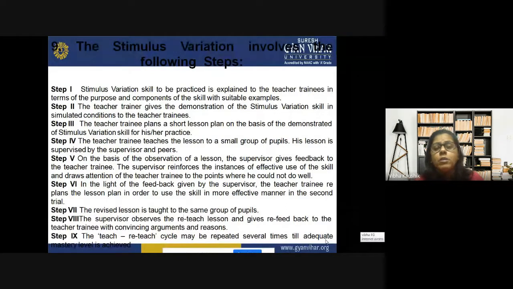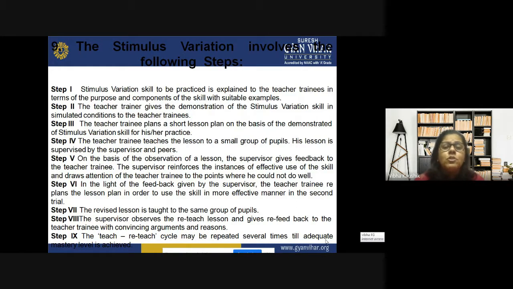Means we have to train the teachers who are taking the training for becoming a teacher in terms of purpose, what is the purpose of stimulus variation, and components, what are the different components that are involved in the stimulus variation skills, with suitable examples. Step second: the teacher trainer gives the demonstration of the stimulus variation skill in simulated conditions of the teacher's training. Means a demo of the lesson plan should be there, showing how a stimulus variation skill has to be used.